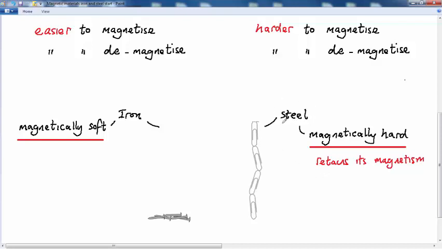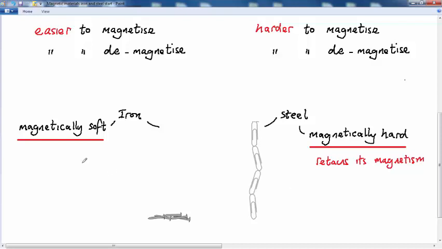Although on saying that, although steel does retain its magnetism, there are other materials which are far better at retaining their magnetism. For example, ferrite materials or modern day magnetic materials such as neodymium or alnico.